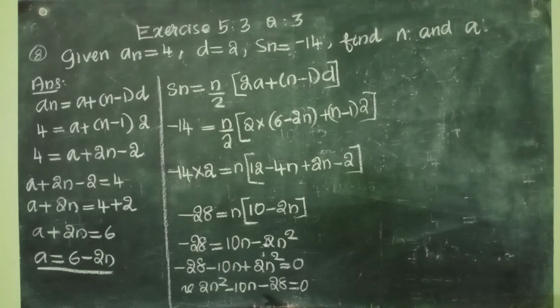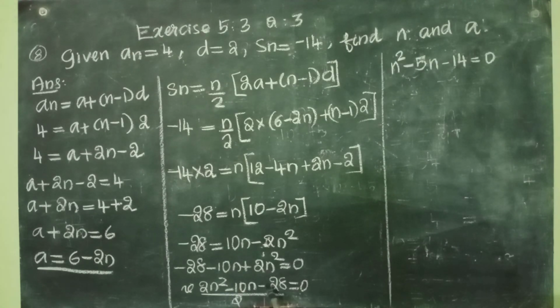If we divide here throughout by 2, this equation will be in a reduced form. So we are going to divide the equation by 2. We get n square minus 5n minus 14 equal to 0. This is a quadratic equation. We can solve it by using quadratic formula.